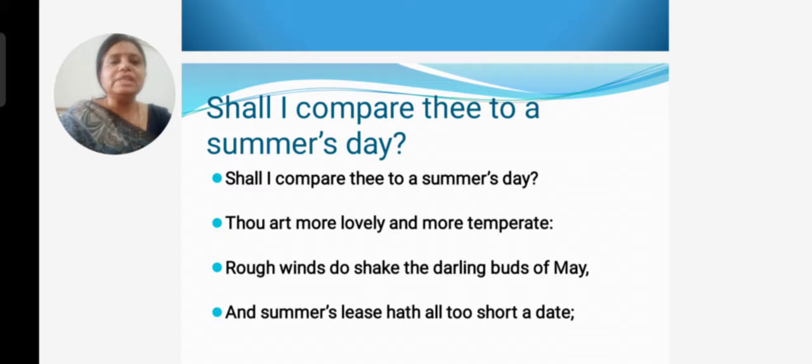And summer's lease hath all too short a date. Now, here enters the entity of time. He says, summer's lease. Lease means a period of time which is asked for. So there is a particular time period given to summer which is very short. So he says, summer's lease hath all too short a date.